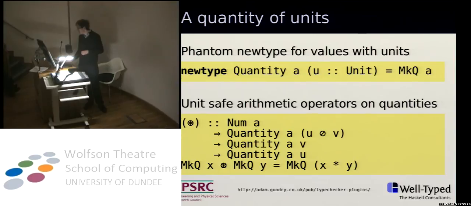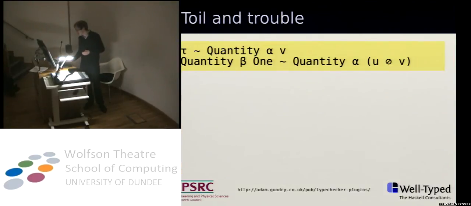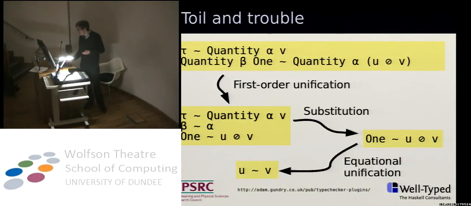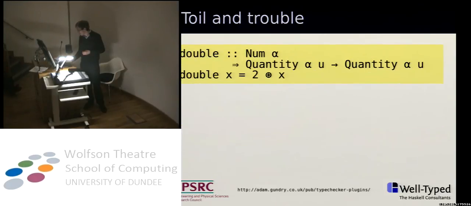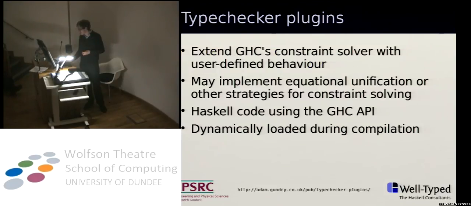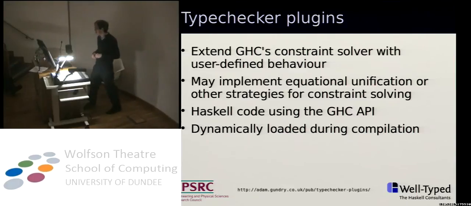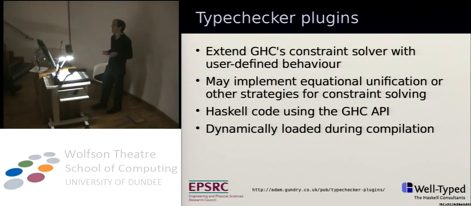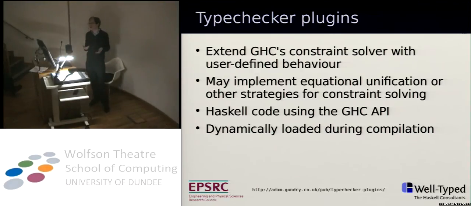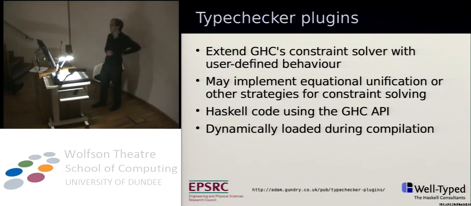So in the interest of time, I will again skip through my nice example of how type inference with these constraints work. Observe that essentially what we want to be able to do is add some kind of user-defined behavior to the constraint solver, which is what the new Typechecker plugins functionality of GHC 7.10 allows us to do.